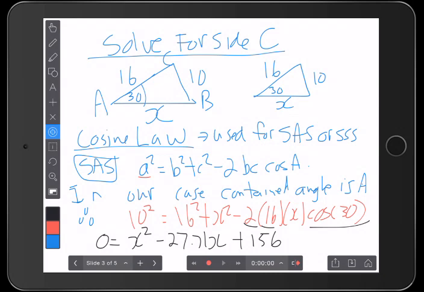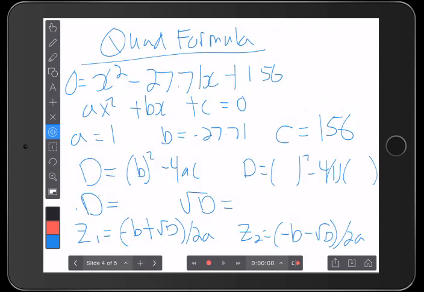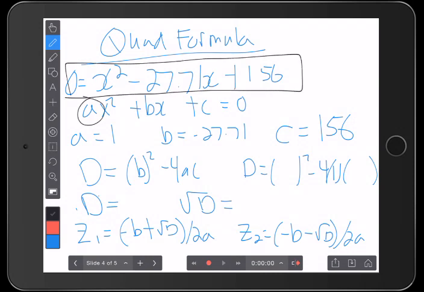Now that's a quadratic equation. I have to just use the quadratic formula and solve that. So I've already prepared this one. So what we've got here, folks, is my quadratic equation I need to solve. And remember, there's the a value, which is 1. The b value, which is, including the negative, negative 27.71. And the c value is positive 156.